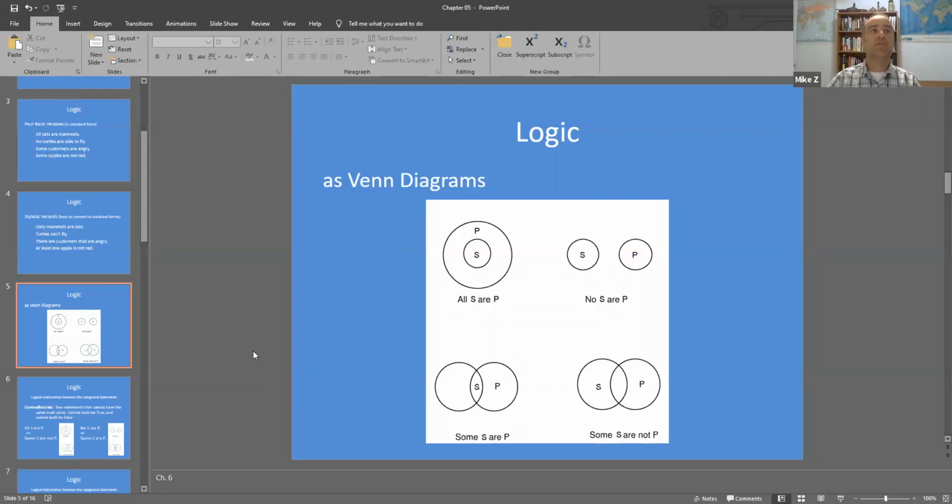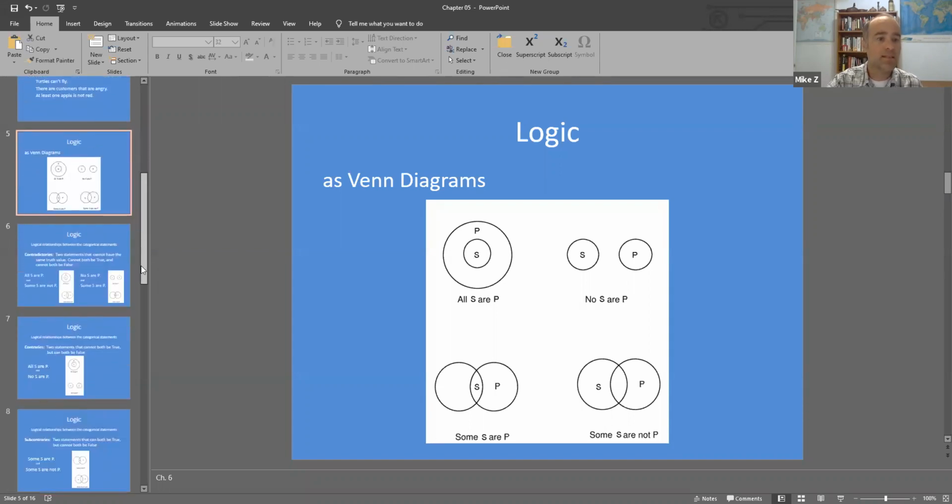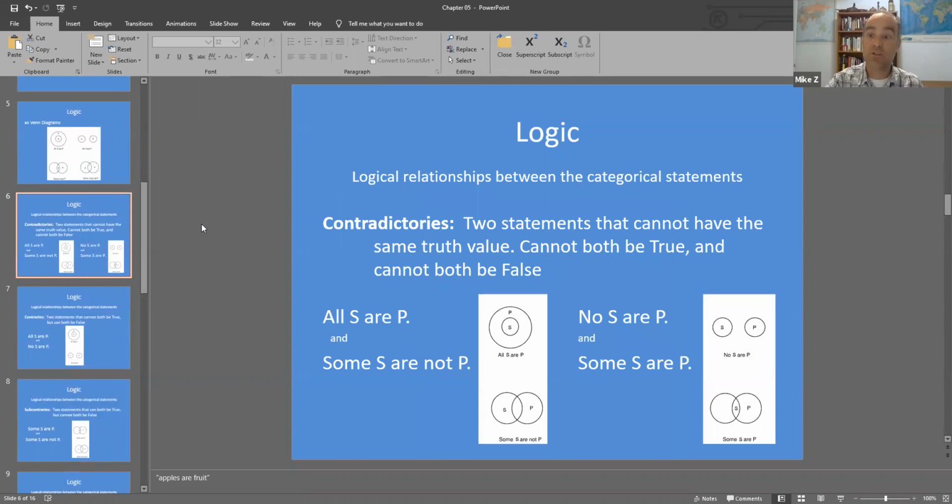Like I said, there are logical relationships between the categorical statements, and that's what we'll look at for most of the rest of the presentation. First up, contradictories. Two statements are contradictory if they cannot have the same truth value. That means they can't both be true and they can't both be false. In other words, if one is true, then the other must be false, or vice versa, if one is false, then the other must be true.